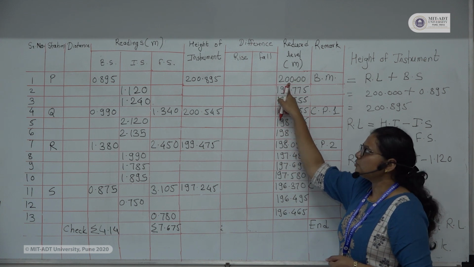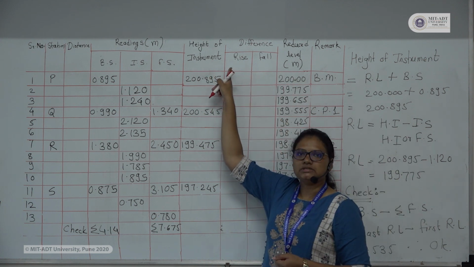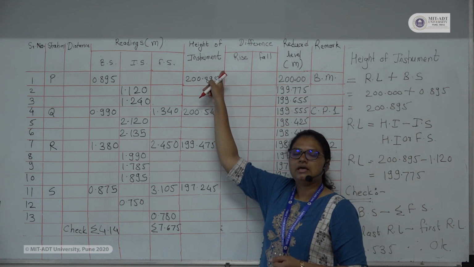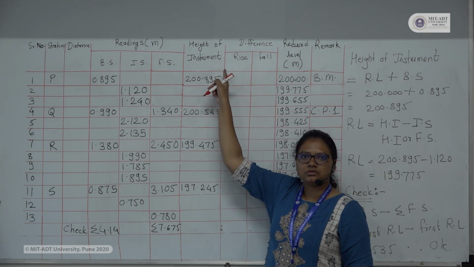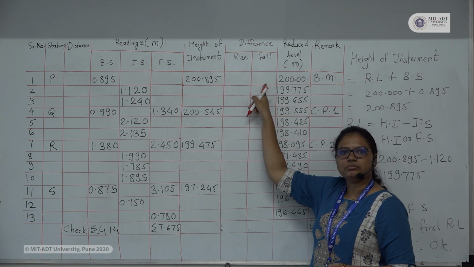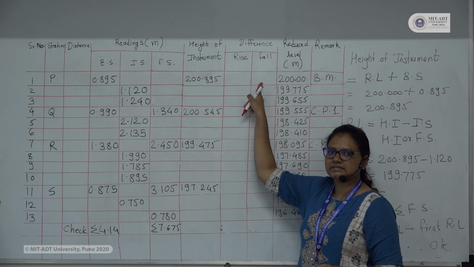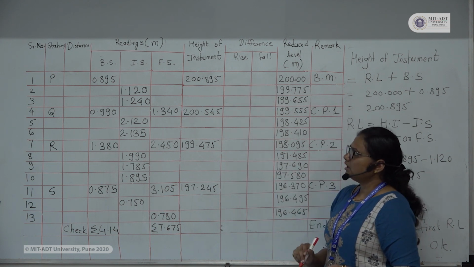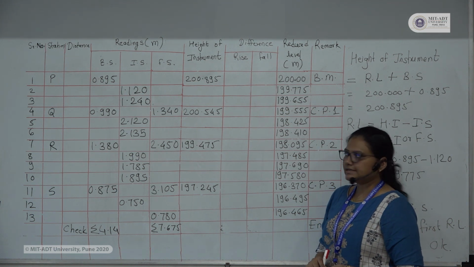Now we will solve this problem by the method of height of instrument, that is the HI method. And if you have to solve this problem by using the rise and fall method, then you have to write your answers in these 2 columns. So now we will start with the first reading itself.